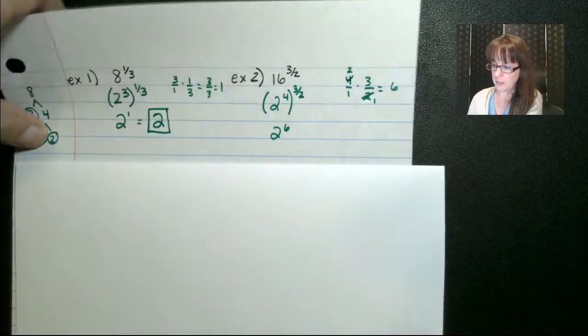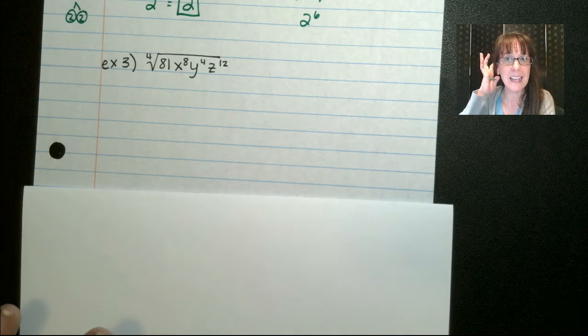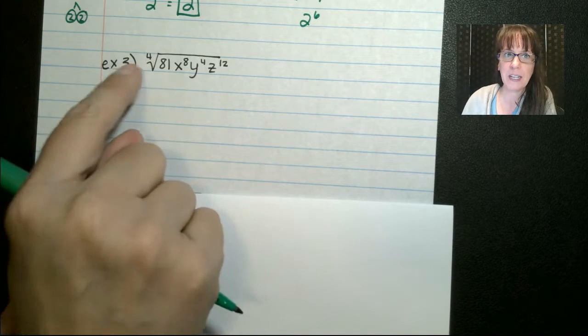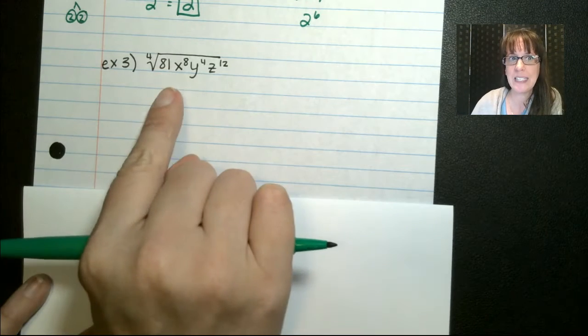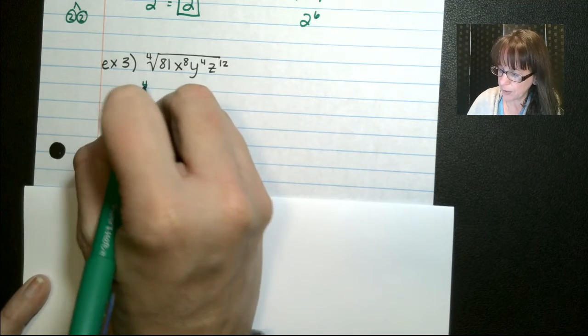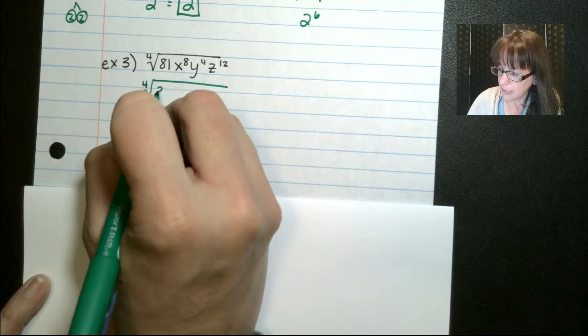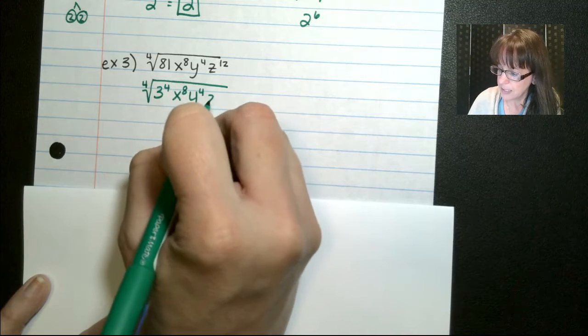Okay, let's try some other examples. Now what we have here, I had a teacher explain these to me and say that this is like the number 4 nightclub. Anybody can go in, but only groups of 4 can leave. So the first thing we want to do is break down that 81 to give us nice friendly numbers. If you do that, you get 3 to the 4th, x to the 8th, y to the 4th, z to the 12th.